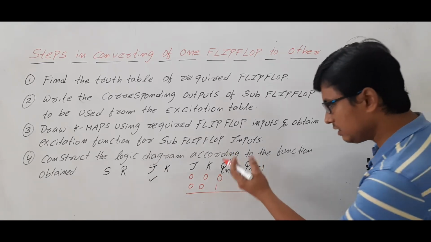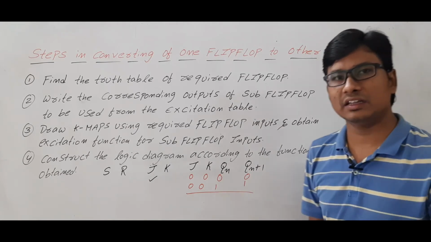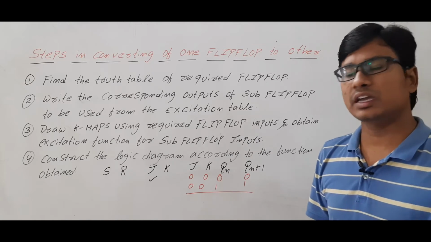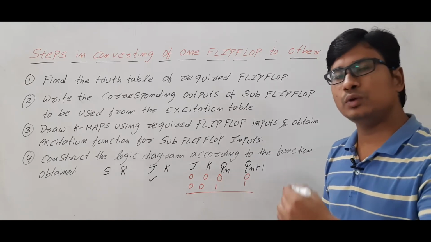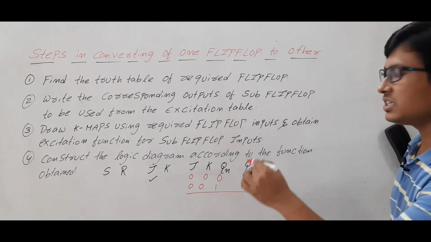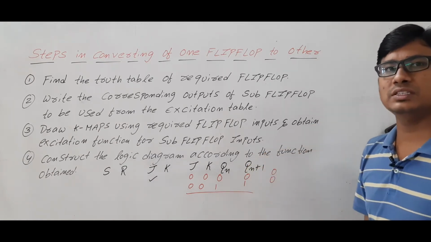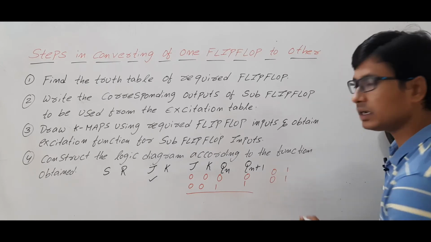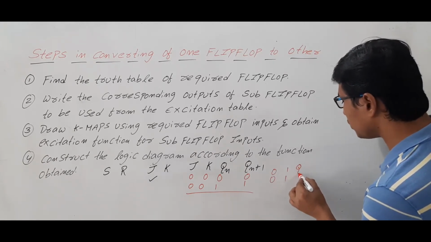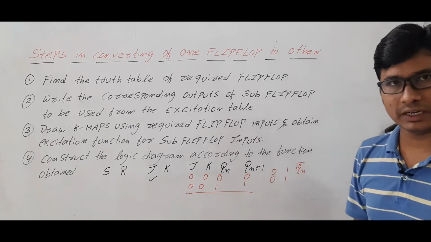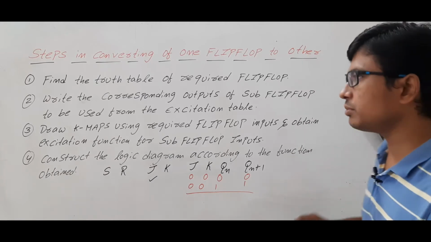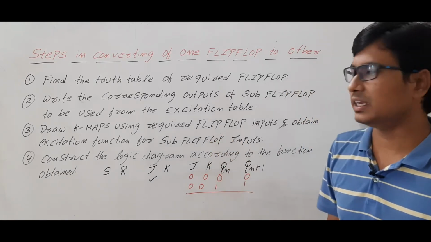Am I right? Like that we will find all the other 3 combinations. When J is 0 and K is 1, Qn+1 will be 0. When J is 1 and K is 0, then it will be 1. When J is 1 and K is 1, Qn+1 is equal to Qn complement. Am I right or wrong? So like that you will draw the entire truth table or the characteristic table. That is what they are telling.